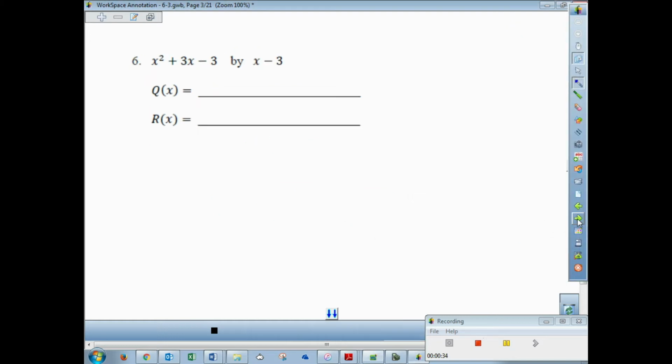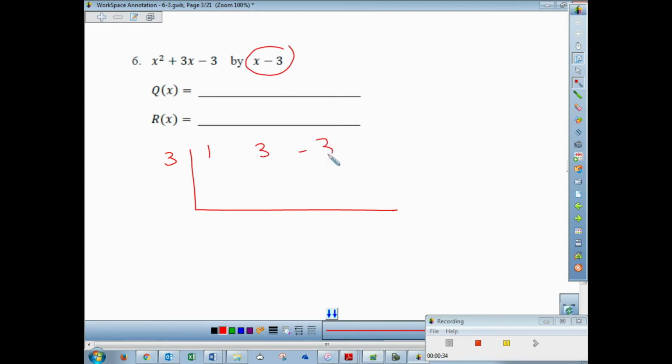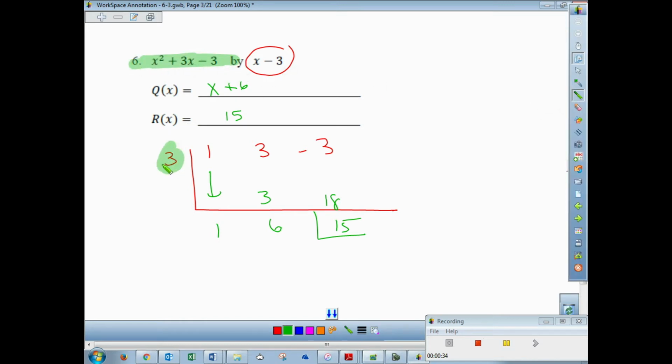So next one is 6, straight down. Synthetically dividing by 3, whatever makes him 0. So 1, 3, negative 3. There should be 3 guys in there since that's a second degree. Always 1 more. The question is now, this would be a parabola if we graphed it. Is 3 a 0 of this puppy? Yes or no? No, the remainder was not 0.